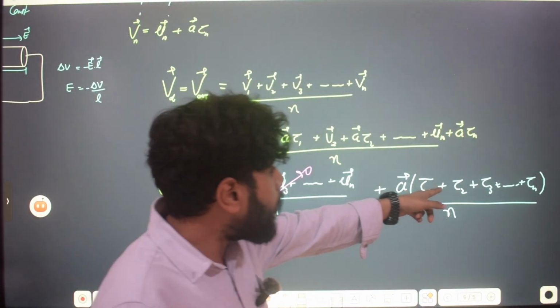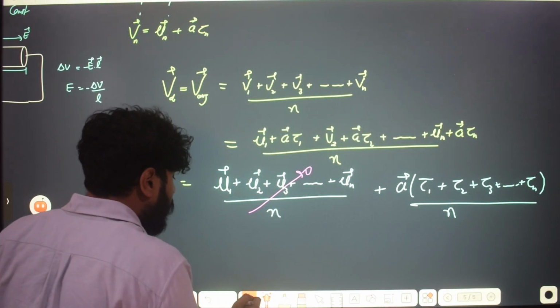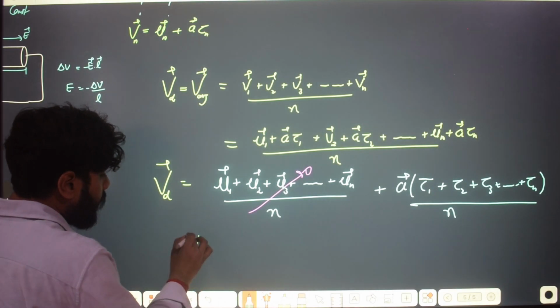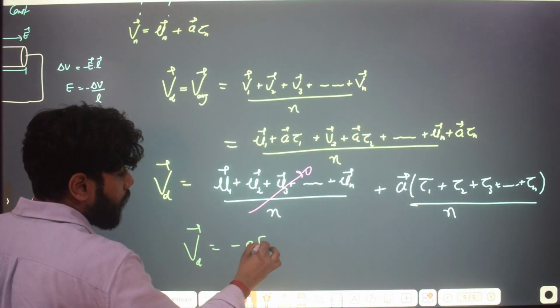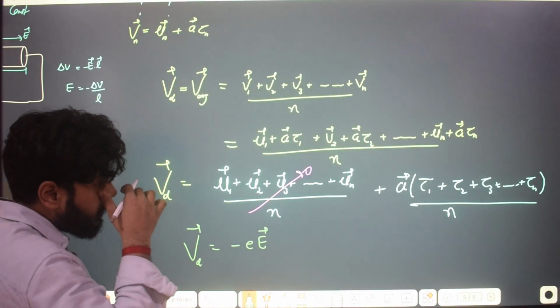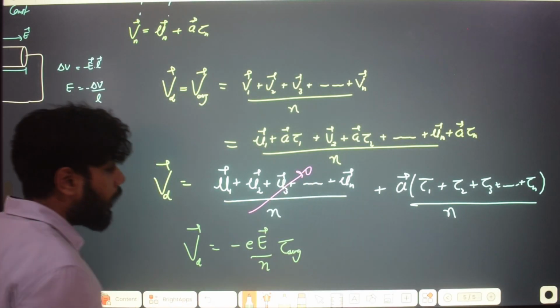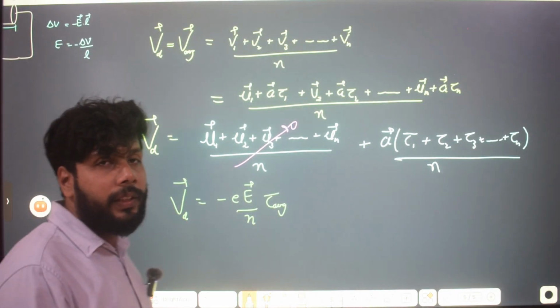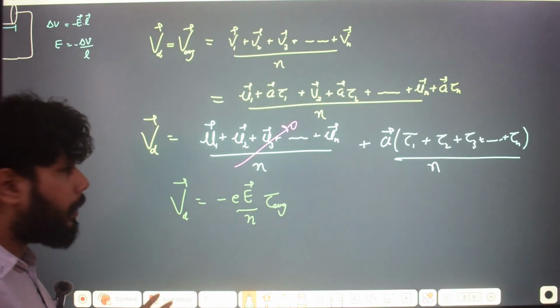And what is tau1 plus tau2 plus tau3 up to taun over n? That is just your average relaxation time. So we can simply write this like this. So Vd average is what? We just calculated it a bit earlier. So we got this formula, and here you can see there is a negative sign also, which is just signifying that the average velocity of electron will be in the opposite direction of the electric field set up by the battery.